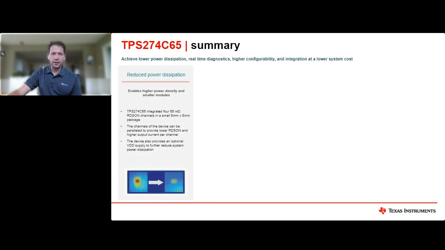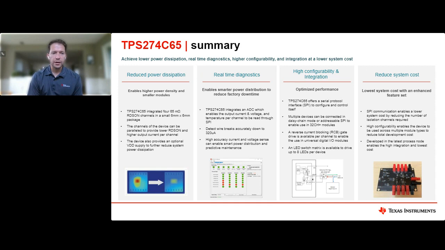With that, I just wanted to go over a really quick summary of the TPS-274C65. The main points are reduced power dissipation, real-time diagnostics, high configurability and integration, and reduced system cost. This device provides reduced power dissipation through the low RDS(on), real-time diagnostics with the integrated ADC, high configurability through the SPI interface, and reduced system cost. With all the integration of the different things it can do, it can help to reduce the system cost.